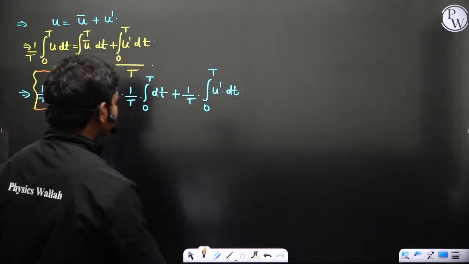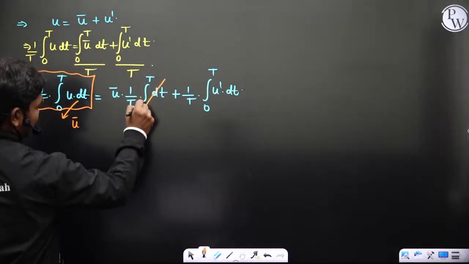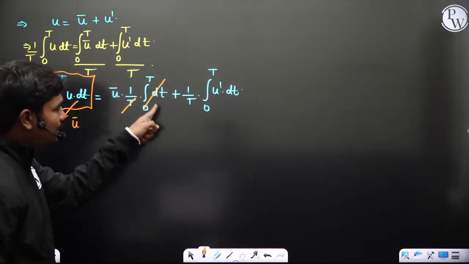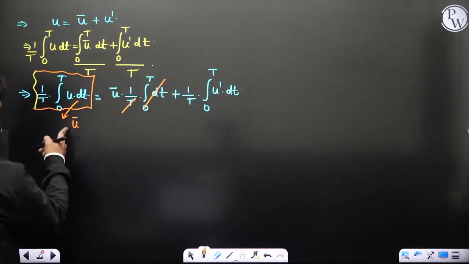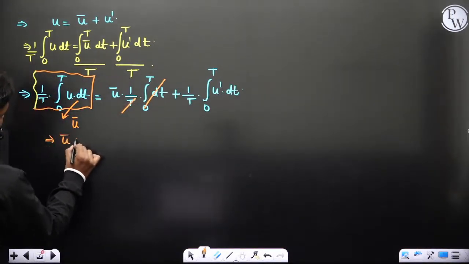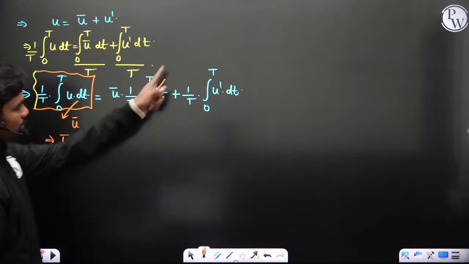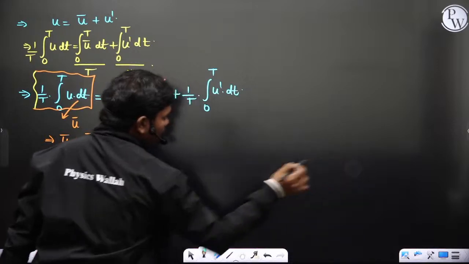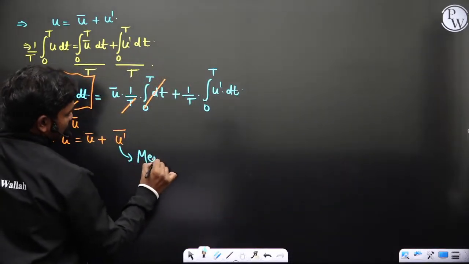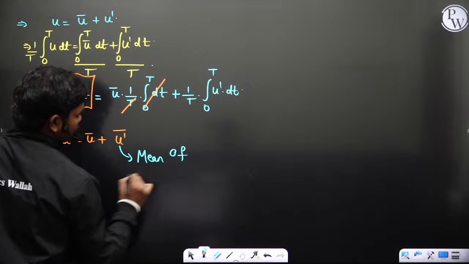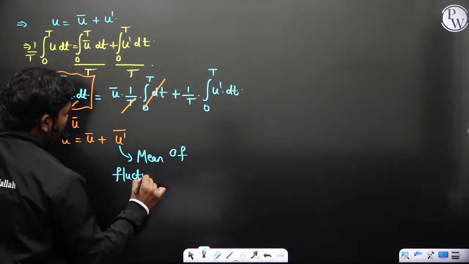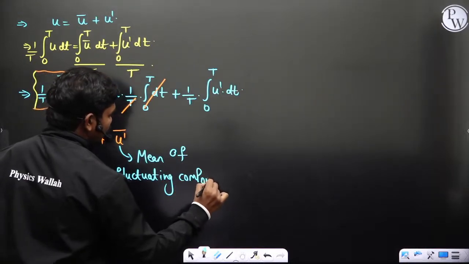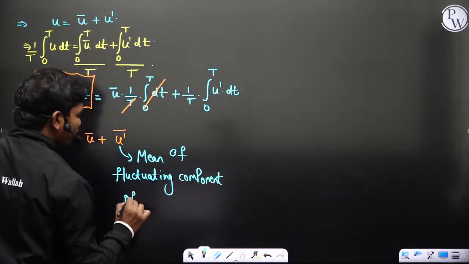So that quantity is u bar, and if you integrate this integration, the t gets cancelled, because this integration value is again capital T, integral 0 to capital T dt. If you integrate, you will get capital T. Then you have u bar is equal to u bar plus this quantity. Can I write this as u dash bar, which is the mean of the fluctuating component of velocity?